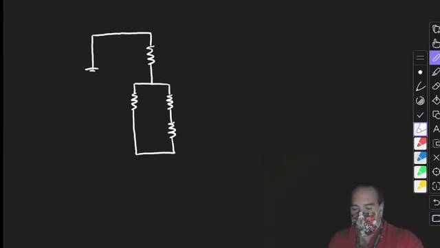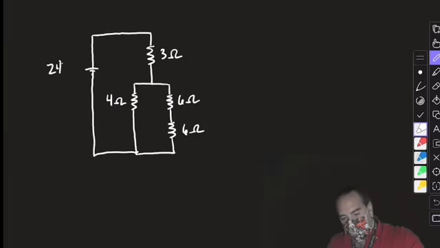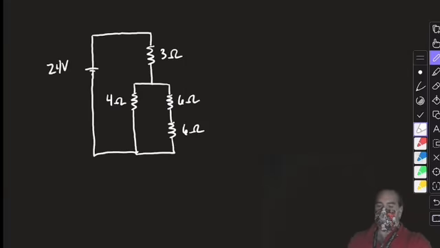How do I want to do this? I want to do this one. This one's, say, 4 ohms here. Let's make this 6 ohms and 6 ohms, 3 ohms, and 24 volts. There we go.